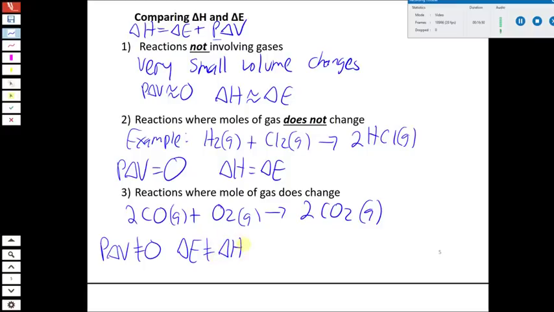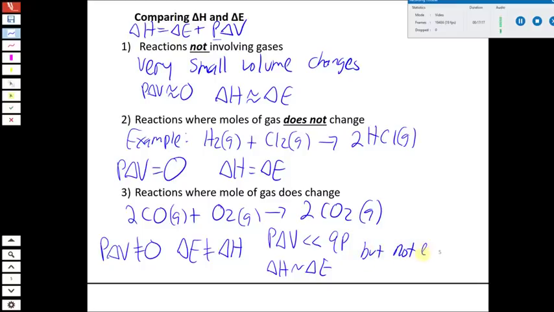So if you're changing numbers of moles of gas, you're going to have slight differences in the values of delta H and delta E. As it turns out, though, in most situations at the scale that we work with and the typical pressures and volumes that we deal with, this P delta V term is significantly smaller than the heat term QP. So even in this situation, delta H and delta E are not all that different from each other. They're not quite as similar, but they're not exactly the same.